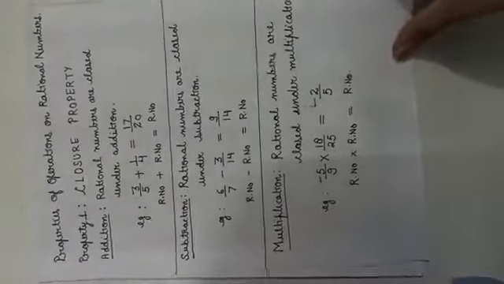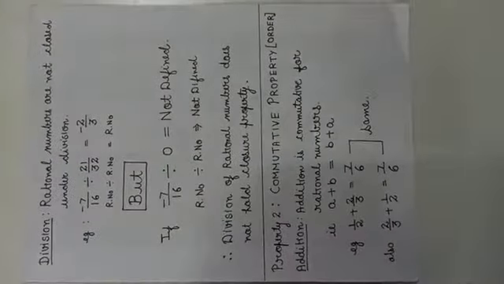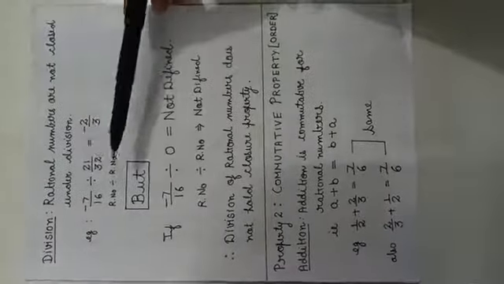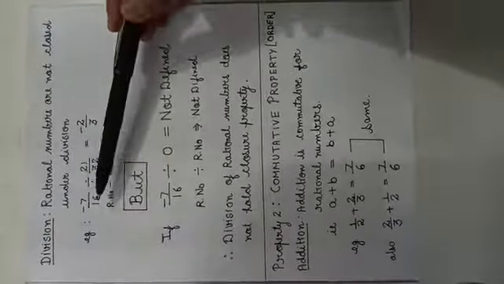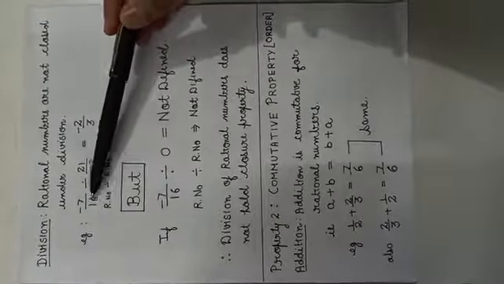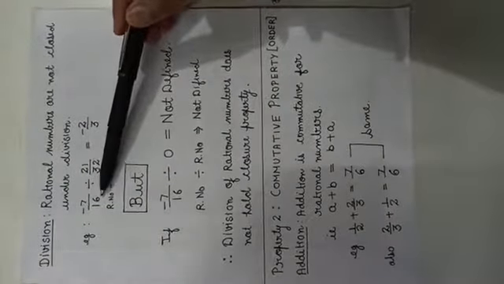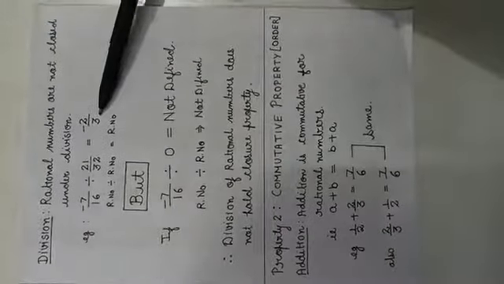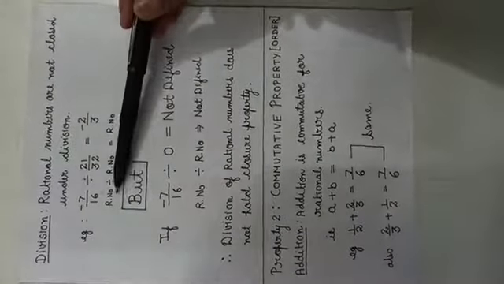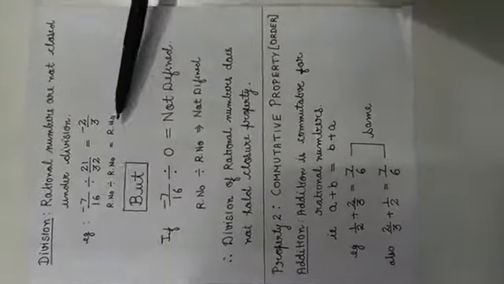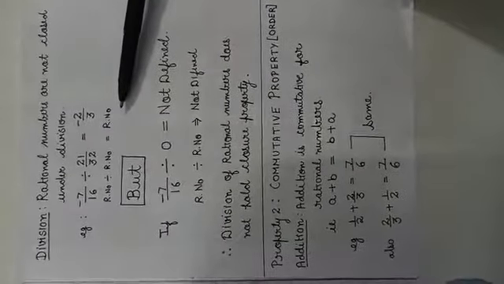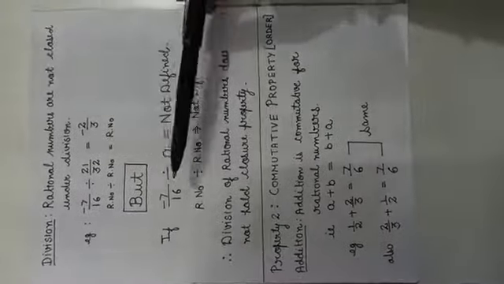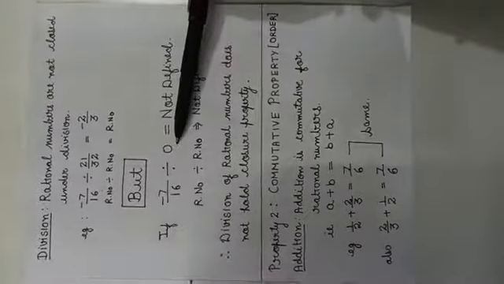Now next we will look at the fourth operation, that was division. Let us take some example first. I am dividing minus 7 by 16 by 21 upon 32. Here we get minus 2 by 3. So it seems a rational number divided by a rational number, we are getting a rational number. But is it possible always? Let us take another example. Minus 7 by 16 divided by 0.